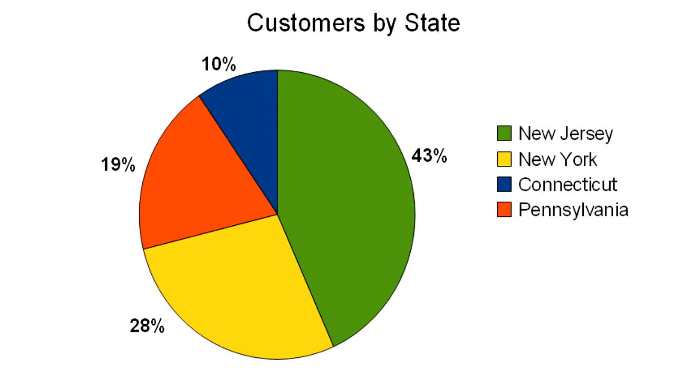Pie charts are the most common graphics used to illustrate proportions. The circle represents 100%, with wedges of the pie representing different parts of the whole.